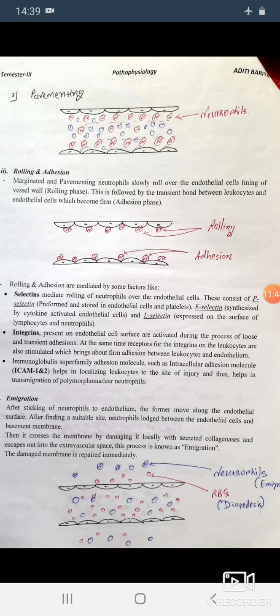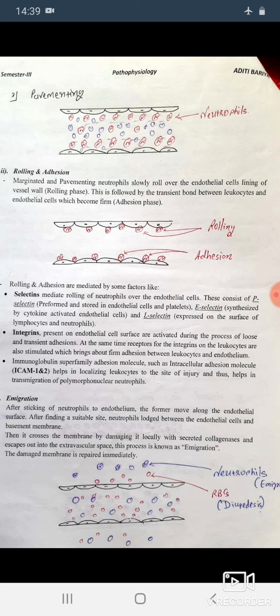Okay, so selectins are the substances which are of three types: P-selectin, E-selectin, and L-selectin. P-selectin is a preformed substance which is stored in endothelial cells and platelets. That means they are already synthesized and stored in endothelial cells and platelets, and when this process occurs, they are secreted from these cells.